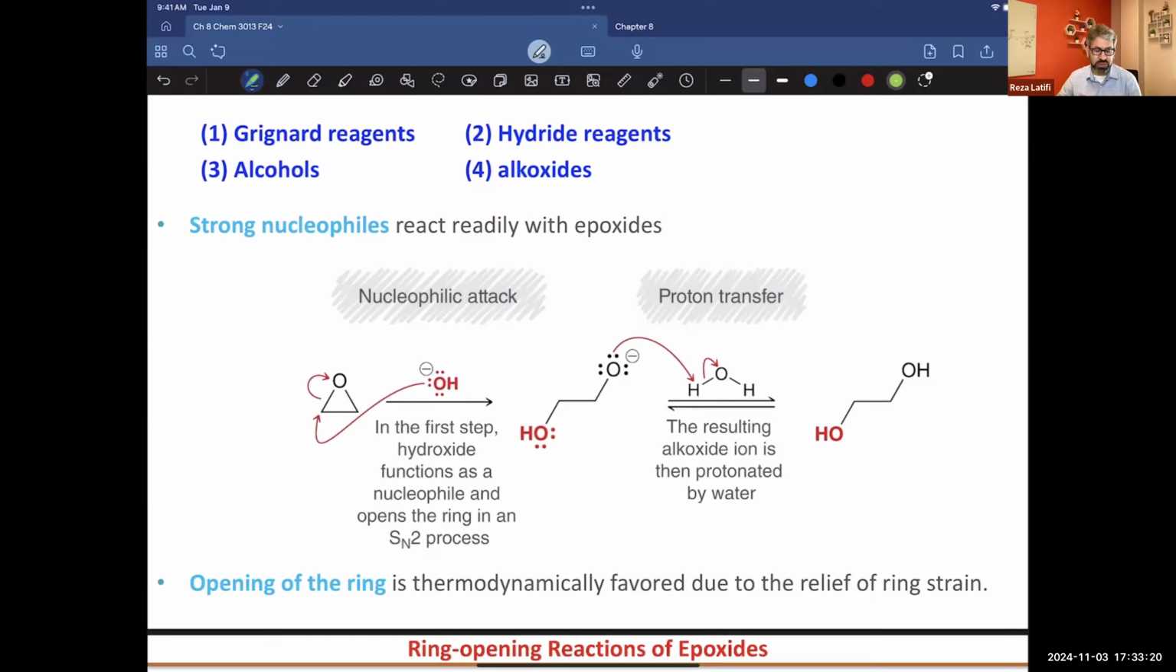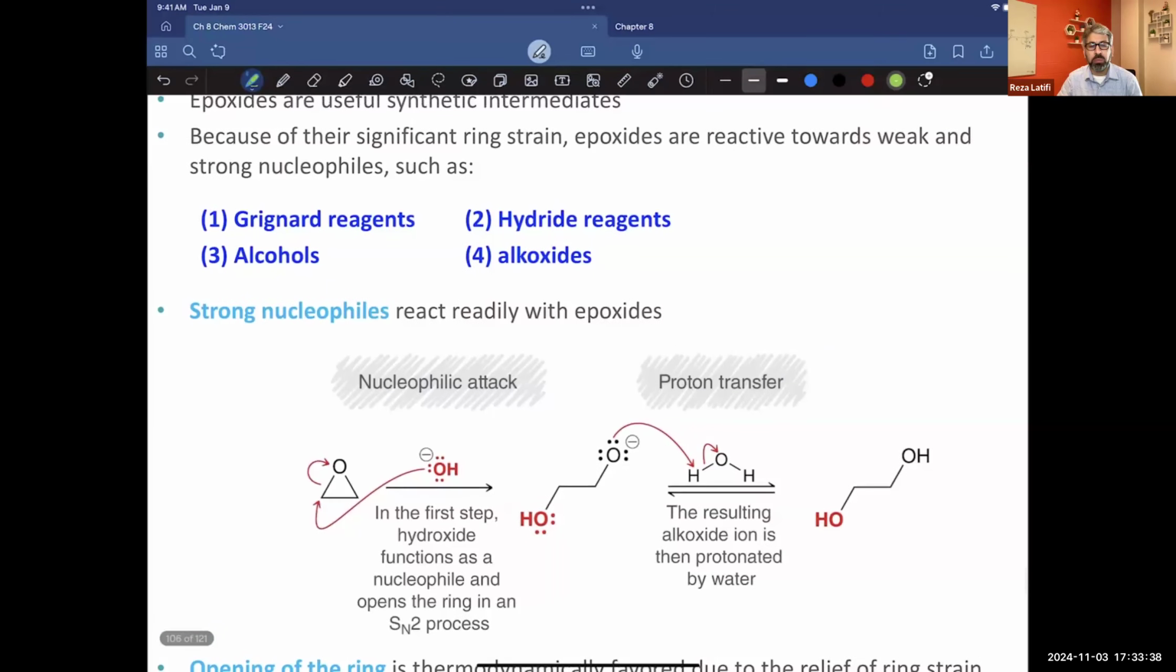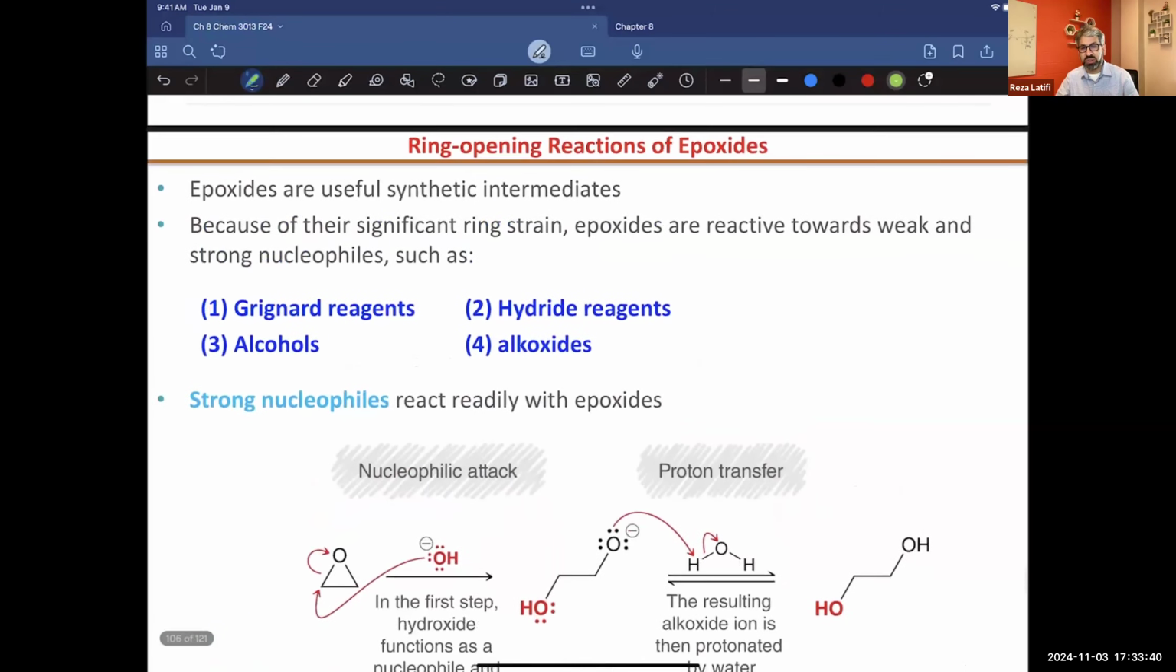And so we can say that ring opening reactions for epoxide are thermodynamically favored, because the bond angle of carbon will turn to 109, which is going to be really stable. Now, how can we open that ring? We can run it under acidic or basic condition.